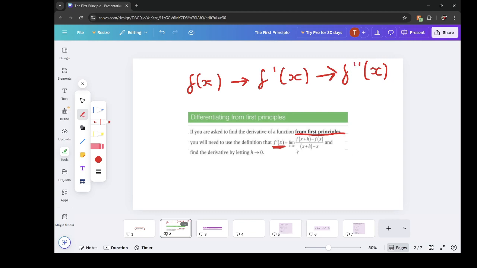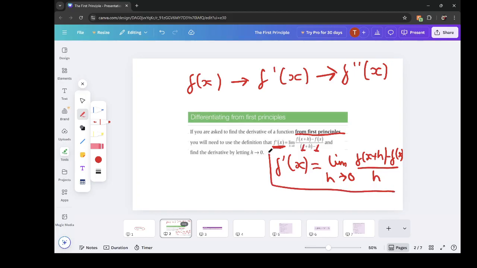So f prime of x is equal to the limit as h approaches 0 of f of x plus h minus f of x over x plus h minus x. This is the first principle of the derivative. And I want to make clear that this is a little bit more complicated than it should be. I don't know why the textbook has given it like this, but this is the same thing as the limit as h approaches 0 of f of x plus h minus f of x over h, because the x minus x cancels out, so these two cancel out and you get this in general.